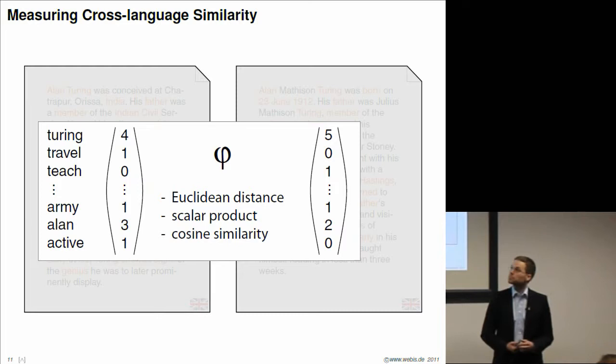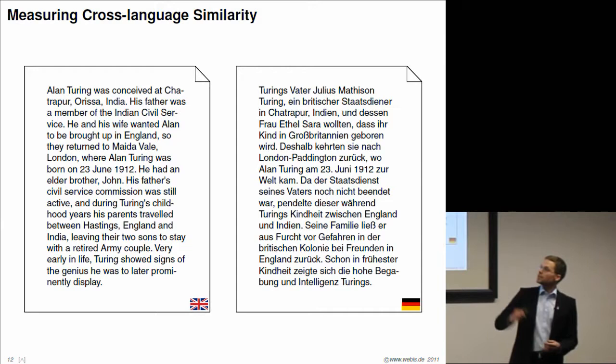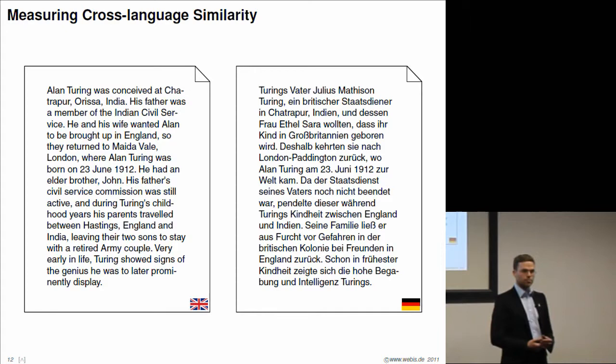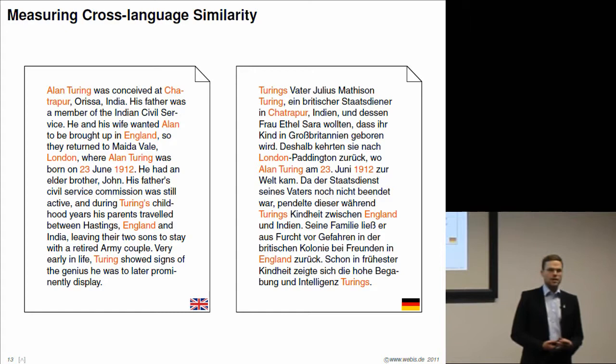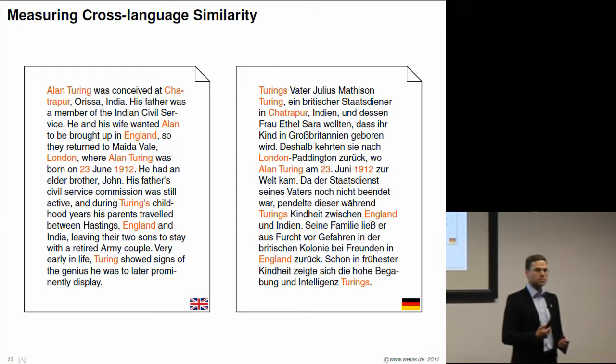So, a perfect overlap of words. Now, going on, consider these 2 documents. One is written in English, the same as before, but one is written in German, but still about the topic Alan Turing, and also about his childhood and youth. If we again highlight the overlapping words, you'd notice there are much fewer words which overlap. And if you look closely at them, there are only named entities like people, places, or times.